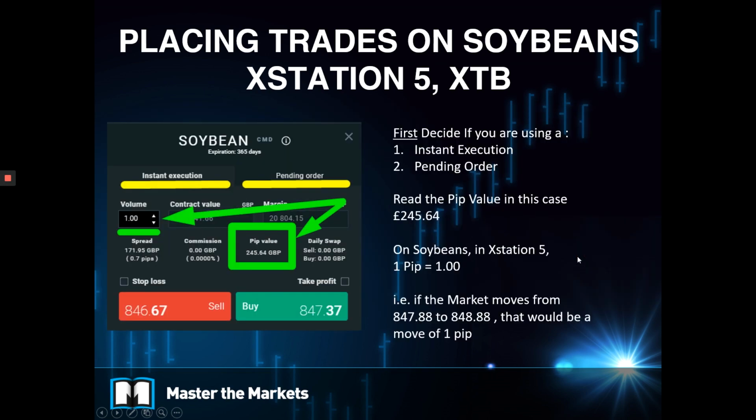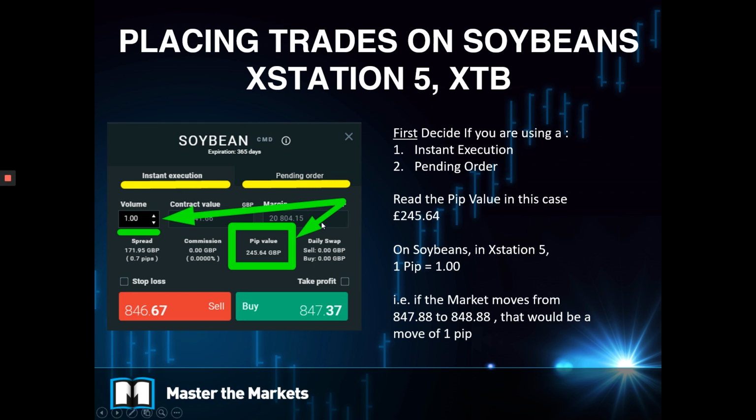Now, one thing that we should note is that, as I say, first decide instant execution or pending order. Read the pip value. One thing that we should understand about the pip value is that it can change. It's not necessarily fixed. As of the time of doing this video, we have a pip value of £245.64 for one lot traded of soybean. So one pip is the equivalent of £245.64. Now, this value is important when you come to size up the trade.